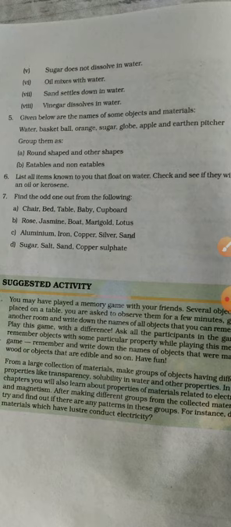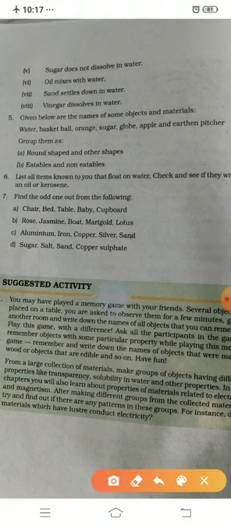Find out the odd one from the following: chair, bed, table, baby, cupboard. Yes children, which word is different? Baby. How? Well, chair is made up of wood, bed is a wooden product and table and cupboard are also made from wood. Baby is a human being. Baby is made up of wood? No. Now comes rose, jasmine, boat, marigold, lotus.